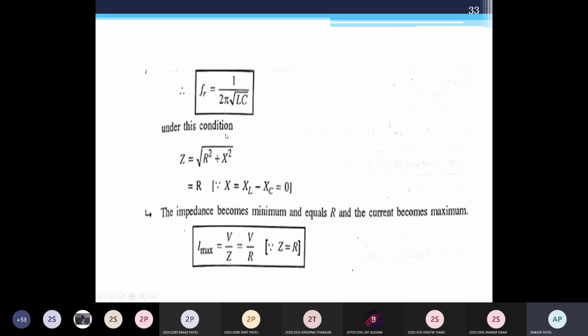Under this condition, Z is equal to under root R square plus X square, where X is your net reactance, equal to XL minus XC, which is equal to 0. So here impedance becomes equal to R, as your net reactance is equal to 0. So you have minimum load at resonance. The impedance becomes minimum and equal to R. So the current becomes maximum. So Imax is equal to V by Z, where Z is equal to R. So it is equal to V by R.